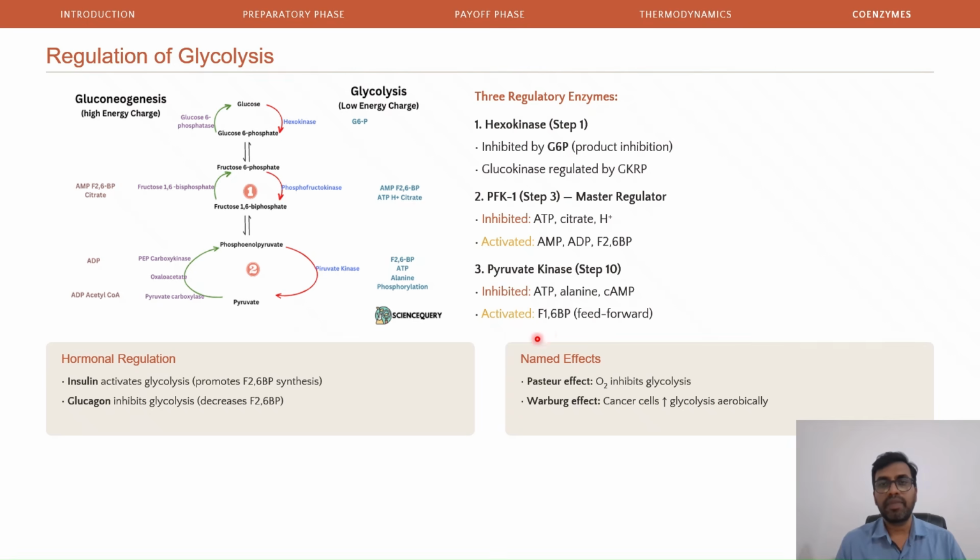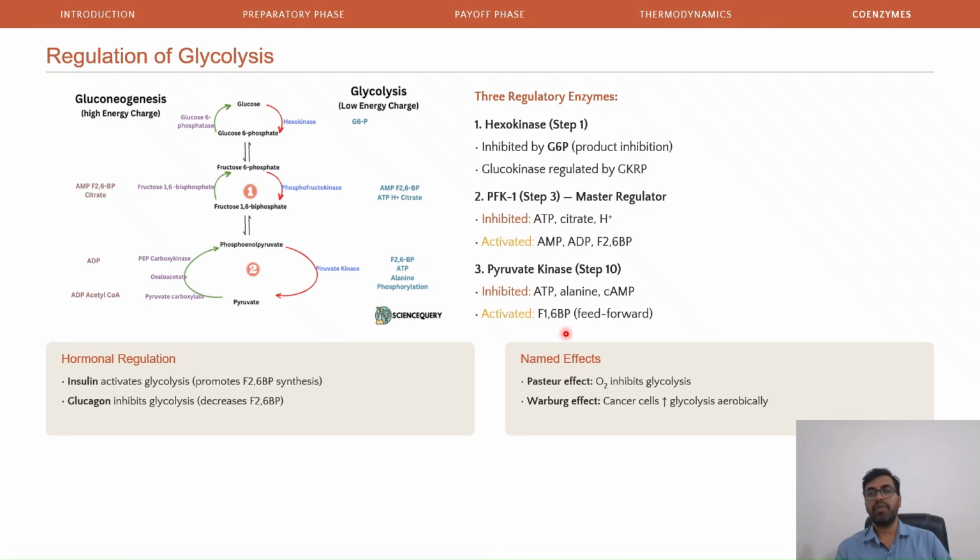And again, this pyruvate kinase is activated by fructose 1,6 bisphosphate, and this particular mechanism is called feed forward reaction. What happens is that a product of a step can promote or activate an enzyme which is down the pathway, so that the pathway can effectively utilize the product which is being formed in this particular step. Okay, so now fructose 1,6 bisphosphate can activate this pyruvate kinase.